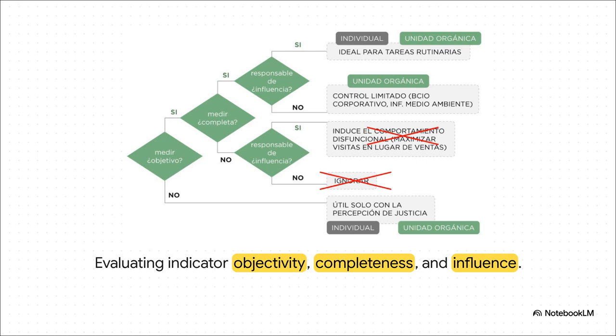First, is the measurement objective? Second, is it complete? Like, does it capture the whole picture? And third, is the employee actually responsible for influencing it? Think about it for a second. If an employee is judged on an indicator that they have 0 power to change, the metric becomes completely useless. Or worse, it's deeply demoralizing. A perfect indicator is objective, complete, and highly influenceable by the person who's managing it.